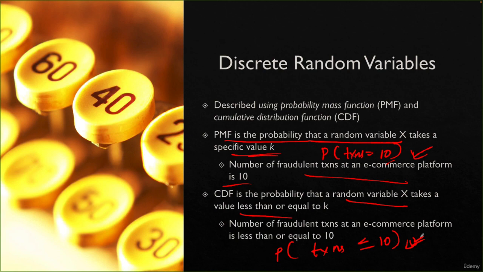Okay, in case of a discrete random variable, we've got the PMF to find the probability that a random variable X takes a specific value K. And in case of the CDF, it's the probability that a random variable X takes a value less than or equal to K. So this is about the discrete random variable.